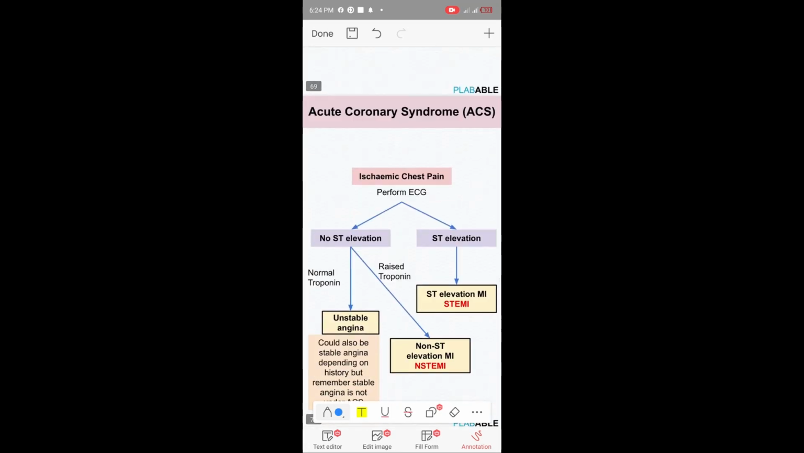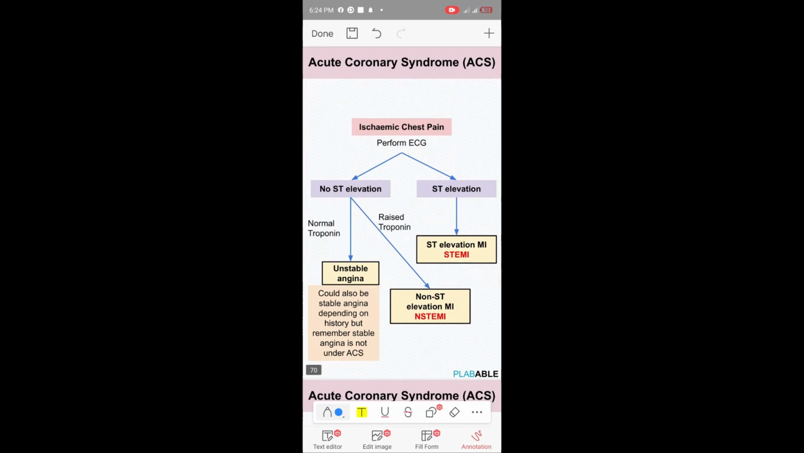Now coming to acute coronary syndrome, ACS. What comes under ACS? There are 2 things: either it's NSTEMI and unstable angina, or it's STEMI. In unstable angina and NSTEMI, there will be ST depression. The difference between NSTEMI and unstable angina is that in NSTEMI the troponin, the cardiac markers, will be positive, while in unstable angina they will be negative. And in STEMI, there's ST elevation.